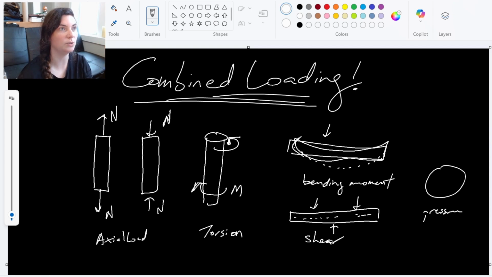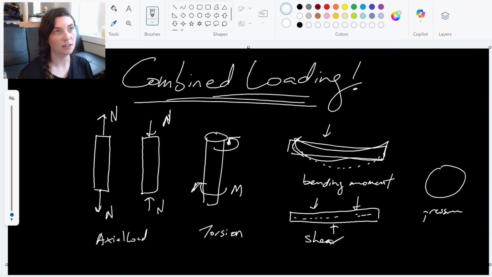So what we're going to do in combined loading is we're going to say, hey, in the real world, most of the time things are subjected to multiple stresses at once. They're subjected to multiple forces. Like, we're not looking at just axial load, just torsion, just bending moment. In a lot of cases, we're looking at multiple of these acting at once.